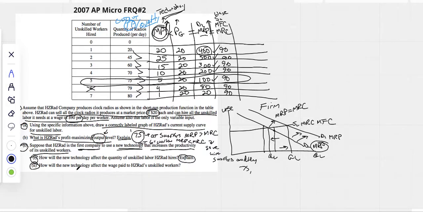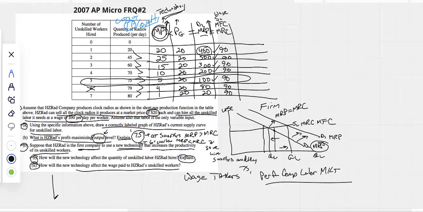How will the new technology affect the wages paid to Hazrat's unskilled workers? Think about it like this. First of all, these guys are wage takers. It is a perfectly competitive labor market. In a perfectly competitive labor market, they're not in control of the wage. The market controls the wage, right? So what we have here is this is the market. Supply of labor, demand for labor, wage on the vertical, quantity of labor here, and the firm.